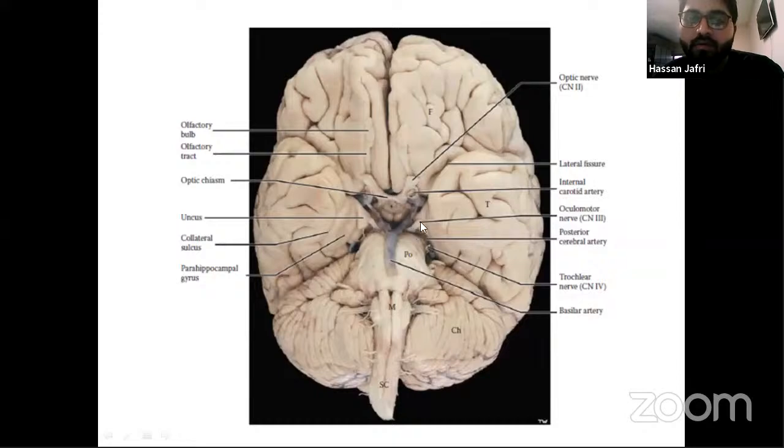We can see the oculomotor nerve here, and the trochlear nerve coming from the dorsal surface of the brain, and then the trigeminal nerve over here, and all the related areas of the brain, which I'll explain later in this presentation.